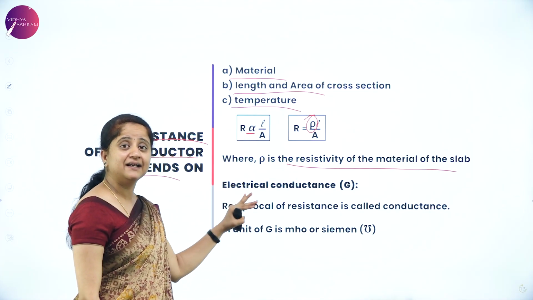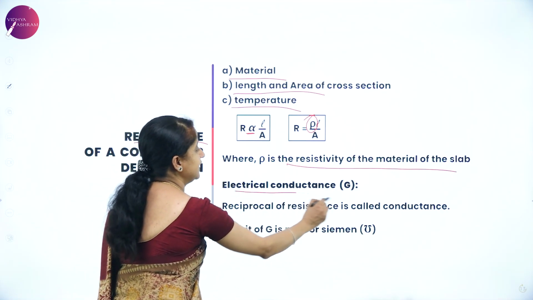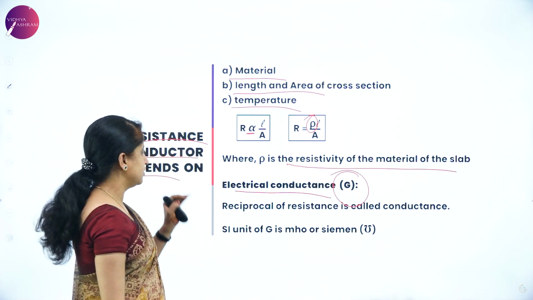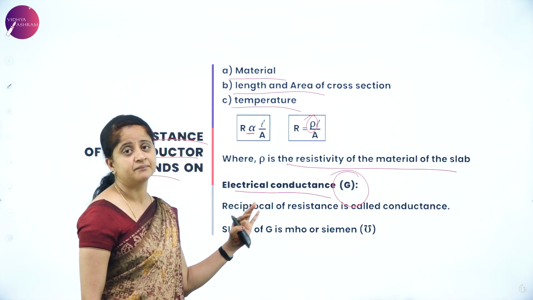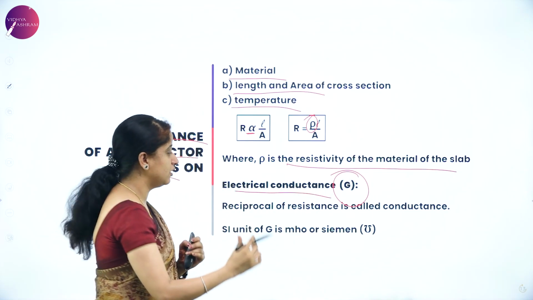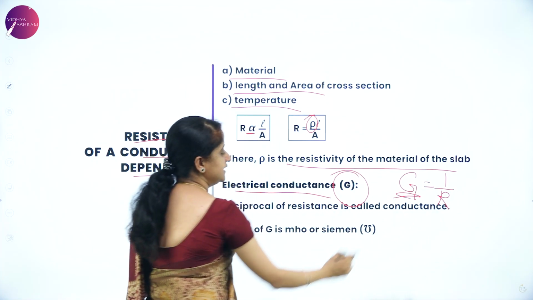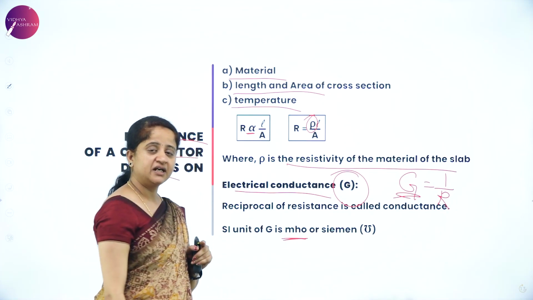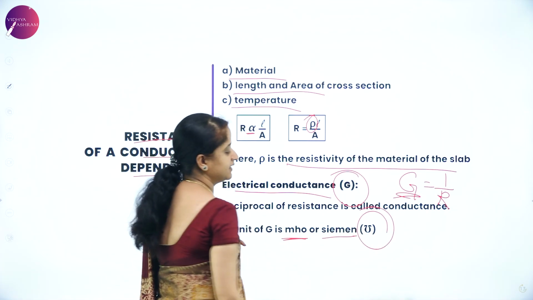Now, what is electrical conductance? So far, we have studied resistance. Now, let us understand electrical conductance. Electrical conductance is given by the letter G. It is nothing but the reciprocal of the resistance of a conductor. When you take the reciprocal of resistance, G is equal to 1 divided by R, where G is conductance. What is the unit for conductance? It is mho, or we can even call it siemens. The symbolic representation of mho is given like this.